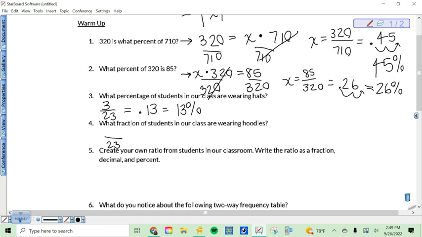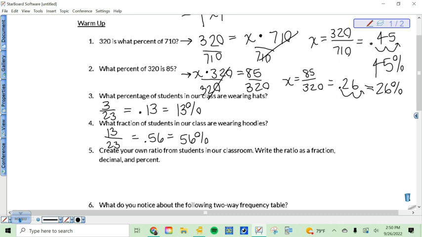6, 7, 8, 9, 10, 11, 12. I got 13. 13? Cool, we agree. 13 out of 23, what is that? I know I said to just get a fraction, but yeah, 0.56 as a decimal, or 56%.